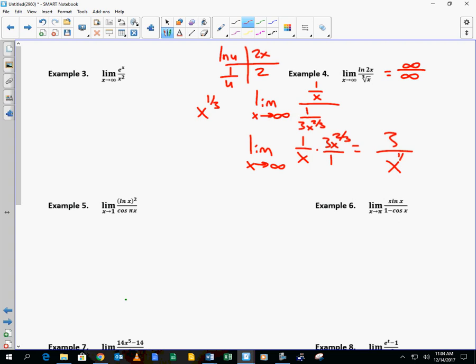So x to what power in the denominator? 1/3. Let's plug in a very large number now. What do you get in the numerator? 3. In the denominator, a very large number. 3 over a very large number will give you 0. So notice what happened. Here you had infinity over infinity, and you came up with infinity. Here you had infinity over infinity, and you came up with 0. Okay, it could be any value at all.